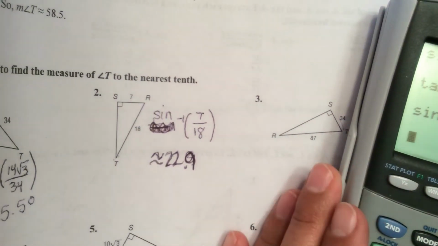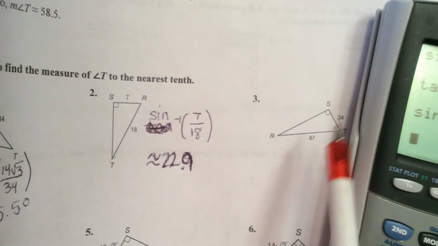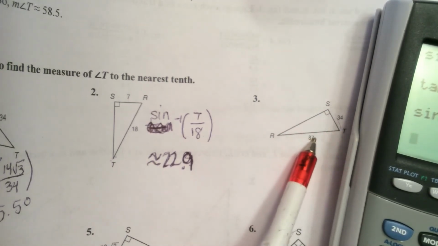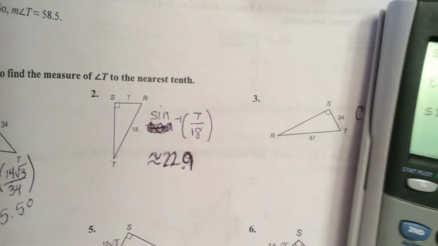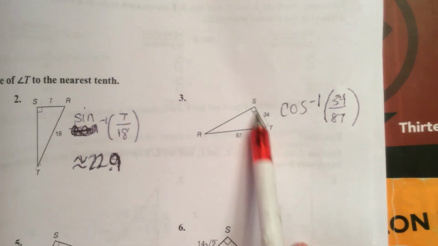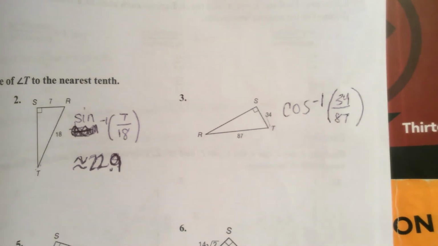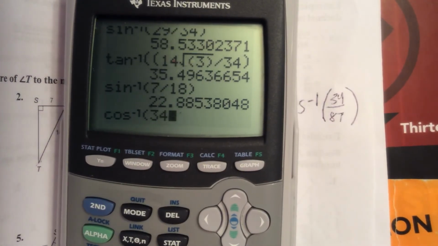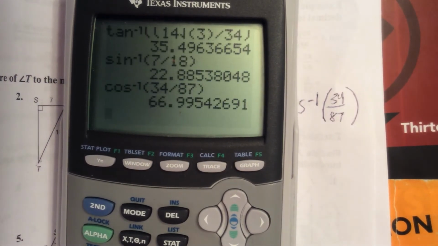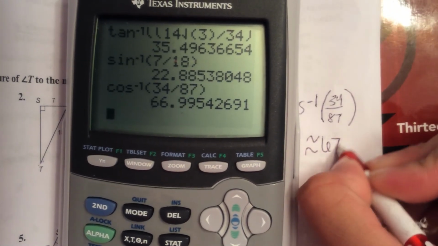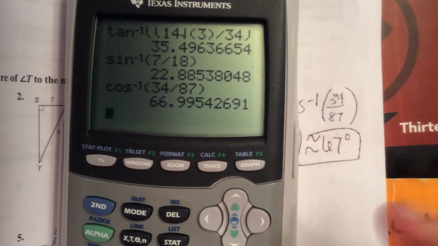Number 3. We look at this angle T, we have a side that's adjacent, and we have the hypotenuse. Okay, so adjacent, hypotenuse, that is the cosine. Okay, so we take the cosine inverse of 34, the adjacent side, over the hypotenuse. We stick that into our calculator. Second cosine, 34 over 87. That gives us approximately 67 degrees. I should be putting degrees on all of these.